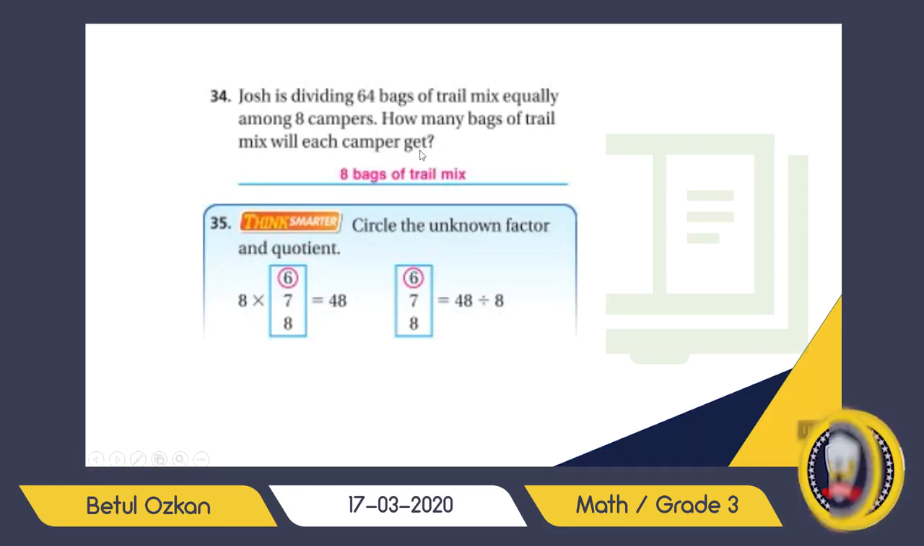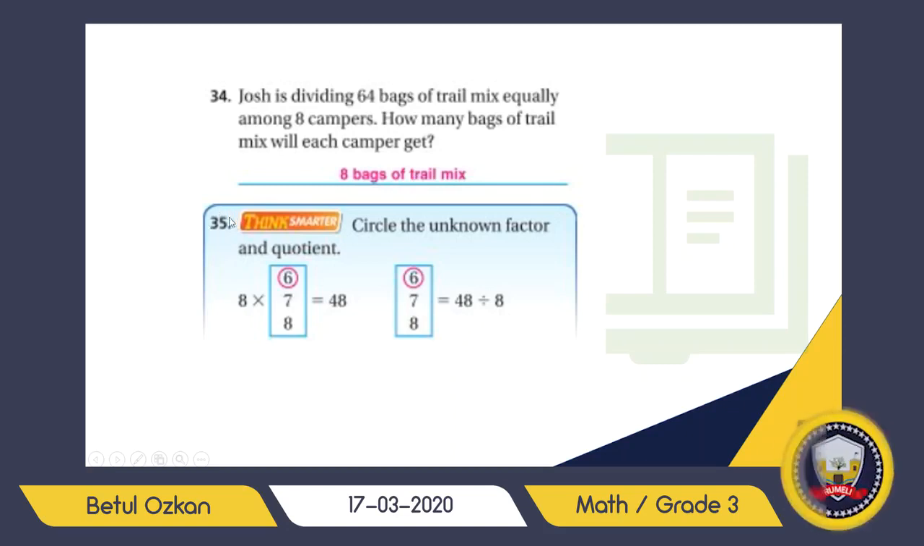What will I do, guys? Perfect. I need to do division. 64 divided by 8. I'll get 8. So it represents 8 bags of trail mix for each camper. Perfect. Let's move to the next question.